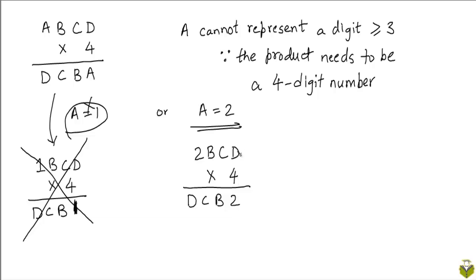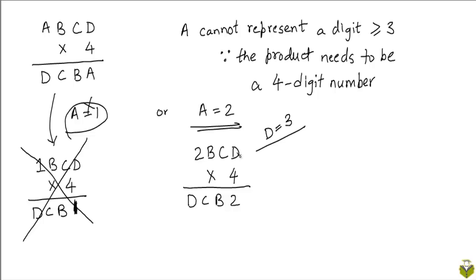Can D be a 3? 4 times 3 would be 12, and we would write 12 by having a 2 in the units place and carrying forward a 1. So D can be equal to 3. So D equal to 3 is one possibility.